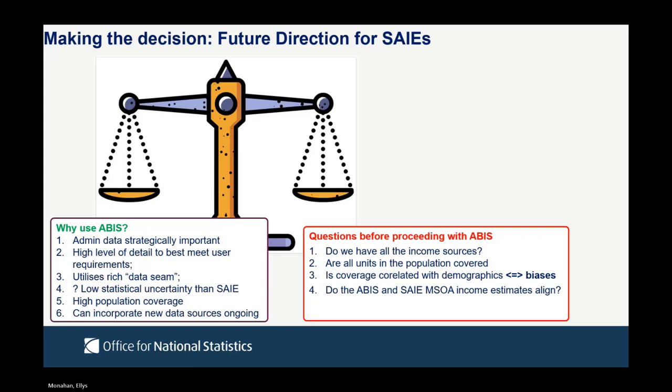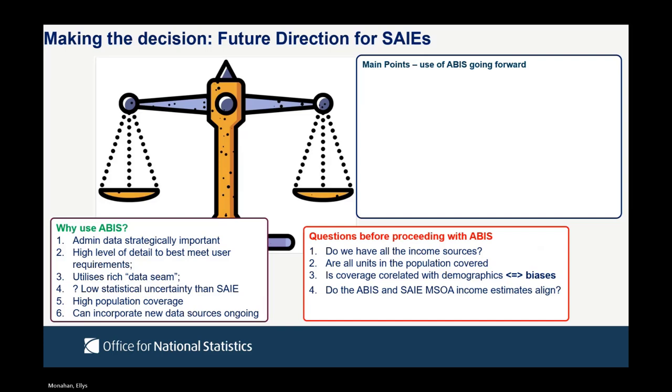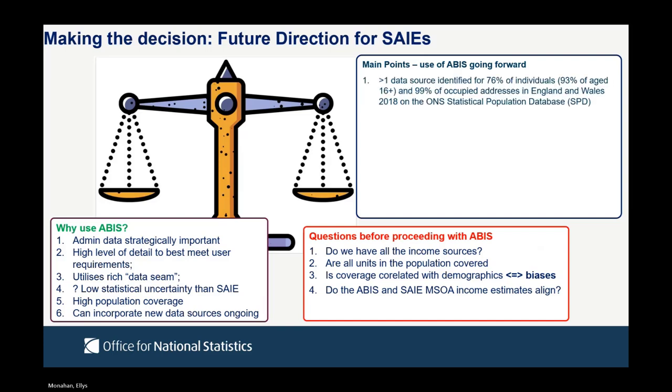But do we have all the different components? Does it cover the whole country? If there are people or households that are not covered, that's going to lead to biases. And how do we get around those? So what we found is that 76% of individuals, that's 93% of adults, and 99% of occupied addresses were included. So that's very good, but not perfect.